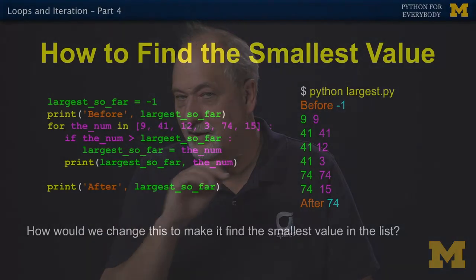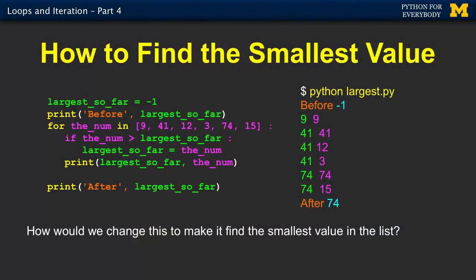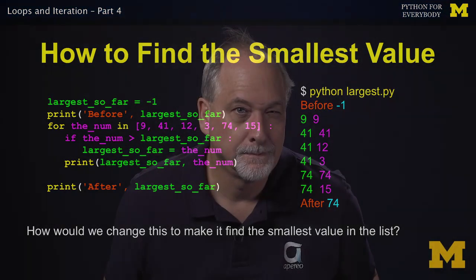So the question is, what would we do to change this to make it search for the smallest value in the list? Now you can look. Humans are good at this. Like, hey, what's the smallest value? It's 3. Yeah, of course, you know that. Now we've got to think like a computer. How are we going to find the smallest value in the list? What would we change here? What are some of the things you might change?